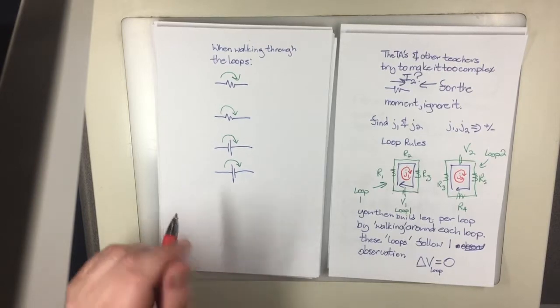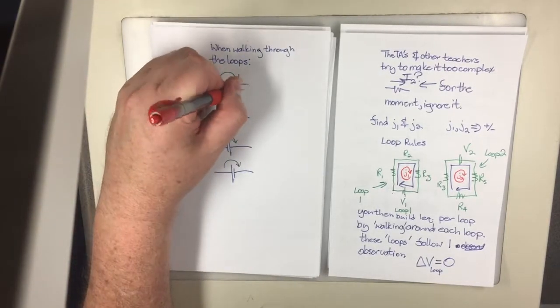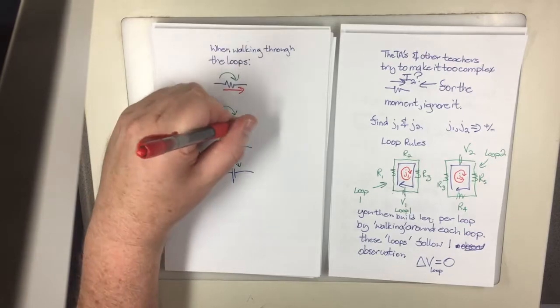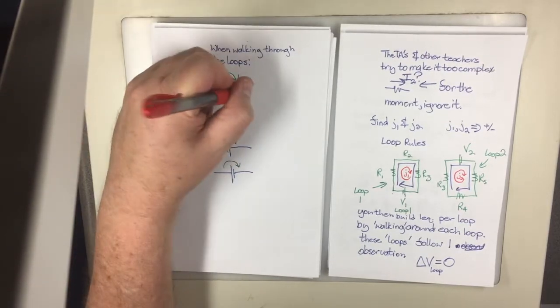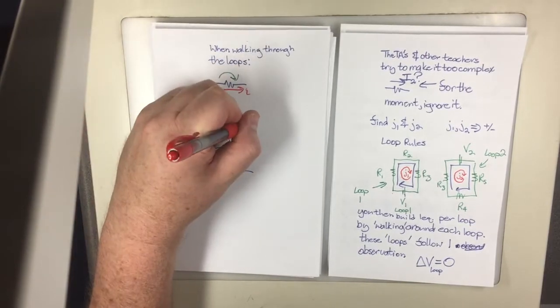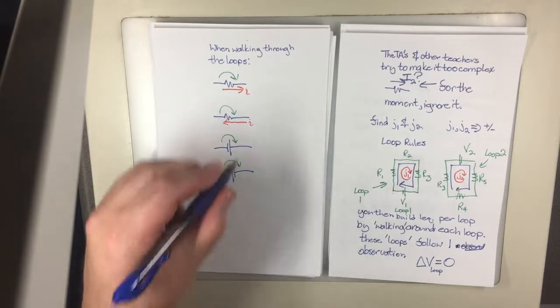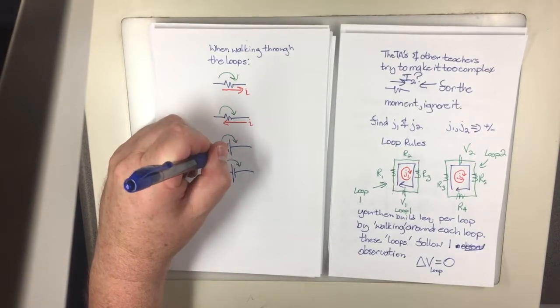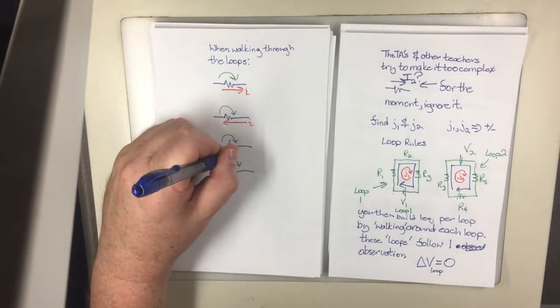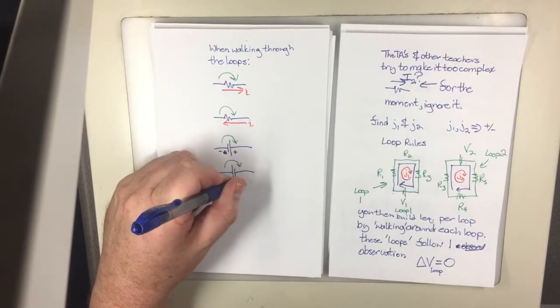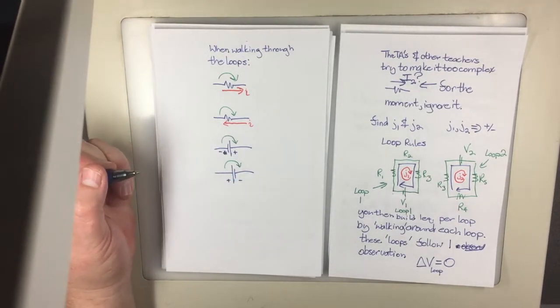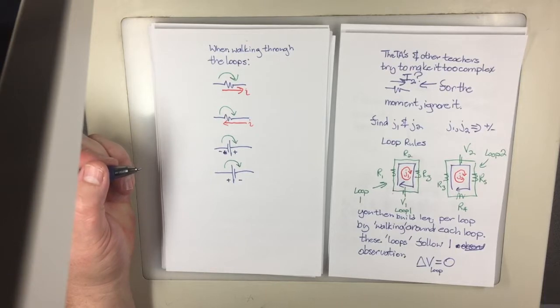Now, in these two, you have the option of the current either going to the right or the current going to the left. In the battery, it is not important. There was a question that said, you go against the current through a battery. What's the change in potential?